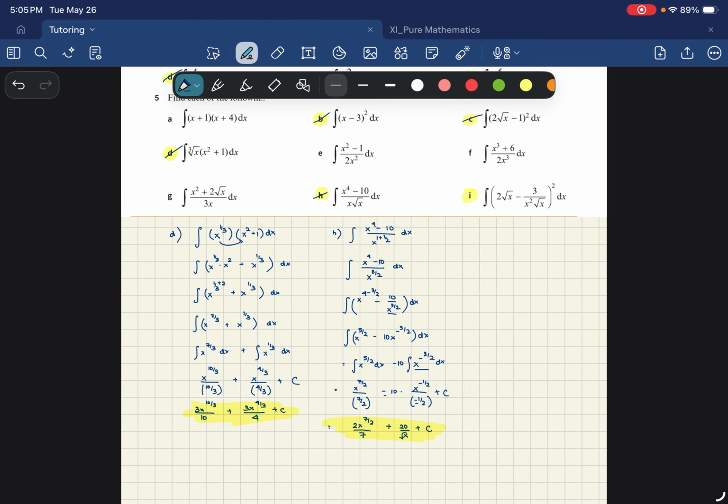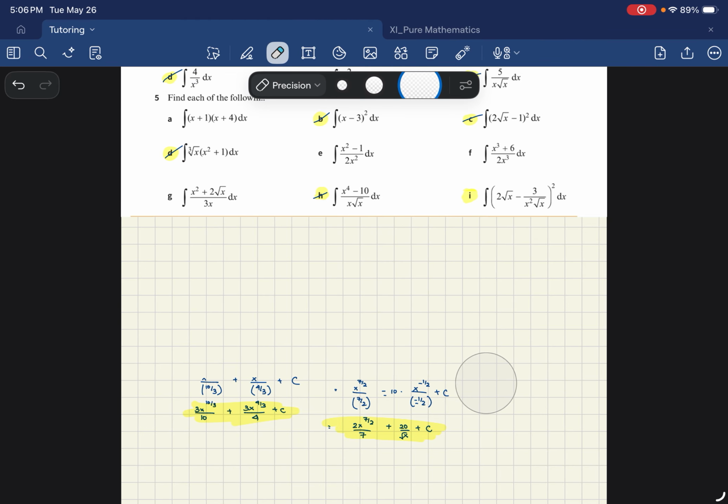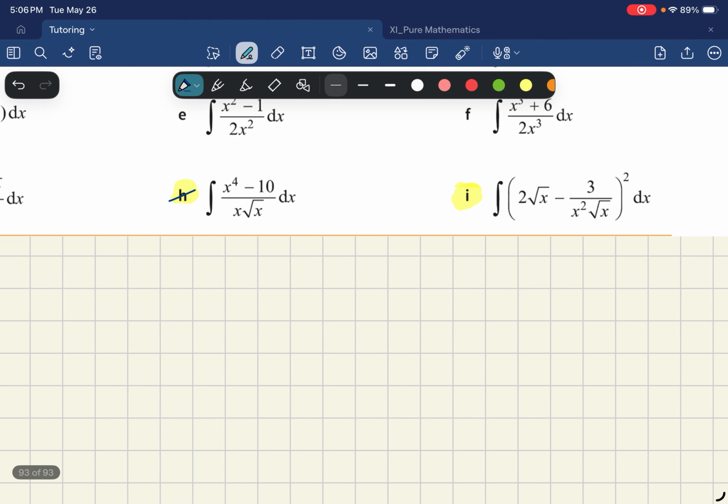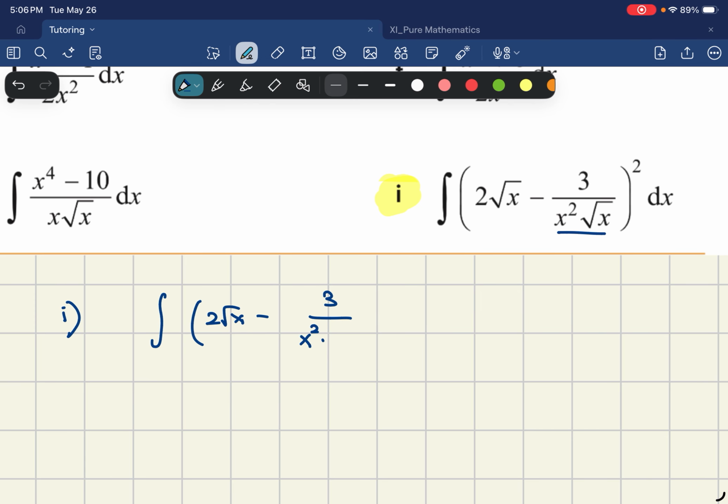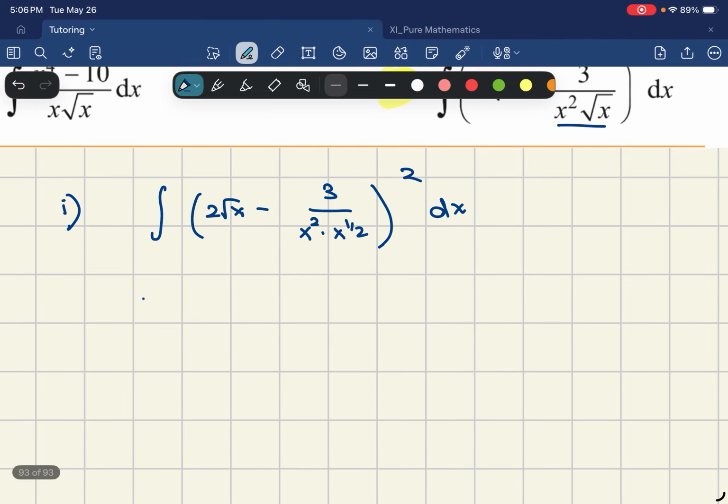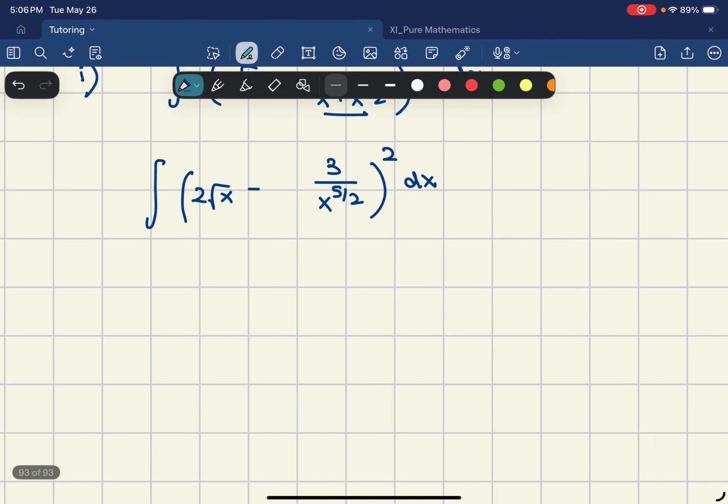And finally, we have I. And that is just 2 square root of x minus 3 over this denominator. I will write it as x squared times square root of x, right? Sorry, x to the power half, squared. Now I can further simplify this. I can write this expression in the denominator as x to the power 5 over 2, dx. All right, so 2 plus half is going to be 5 over 2. So I'll leave you to simplify the denominator on your own.